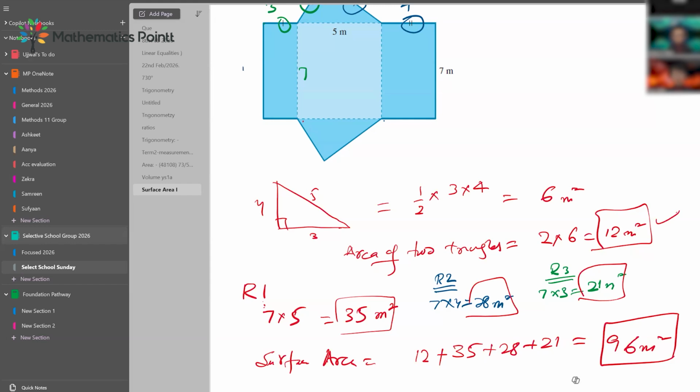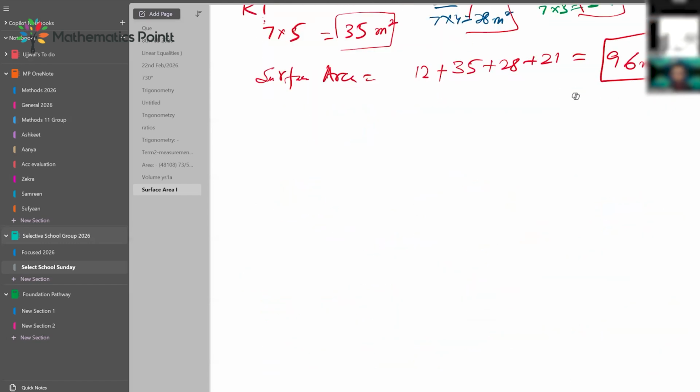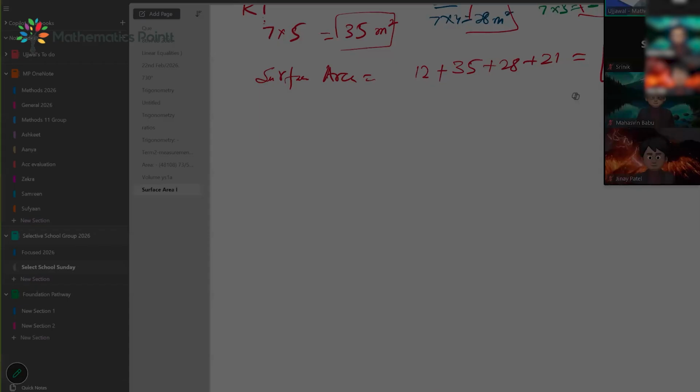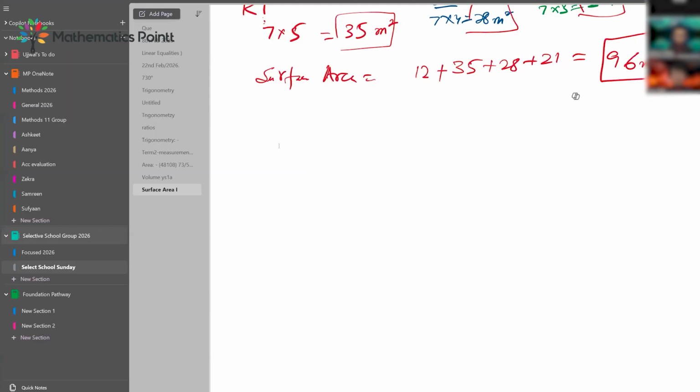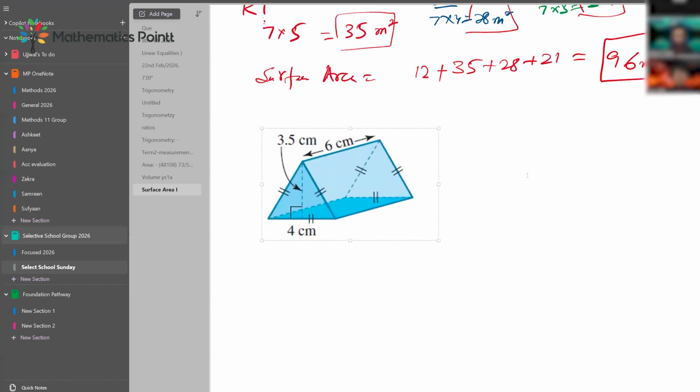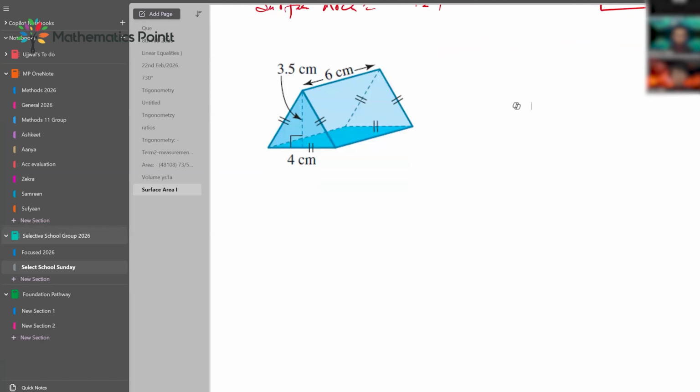All right, with that in mind, probably I will throw one question at you and we see how you go. Let me take a snippet. Probably I'll make some space here. Here you go. Can you find the area of this triangular prism? Go for it.